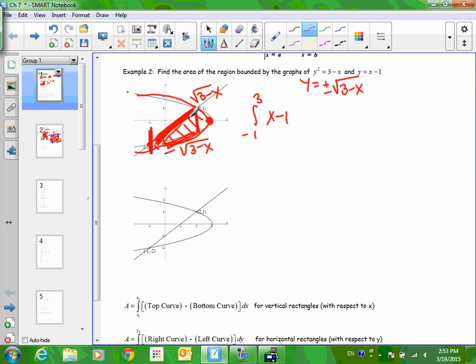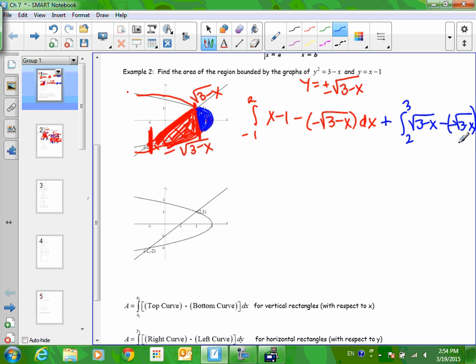So this is what I'm going to show you. I can find that, but that doesn't stop at 3. Where does it stop? Look at this right here. What's the x value where that stops? At 2. So I can do x minus 1 minus the bottom curve, but it's not going to find all of the area. We're missing this little piece right here. So how do we find that piece? Well, it's a different integral, from x equals 2 to x equals 3: the top, positive square root of 3 minus x, minus the bottom.